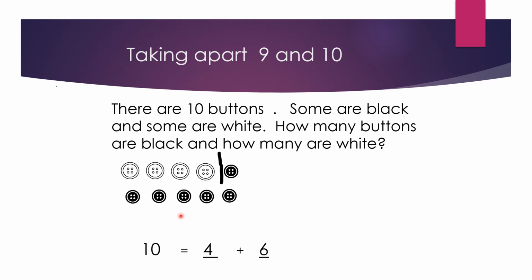Our number parts that make 10 are 4 white buttons plus 6 black buttons. All together, 4 and 6 make, you guessed it, 10. 10 equals 4 plus 6. Or we might say 10 buttons equals 4 white buttons plus 6 black buttons.